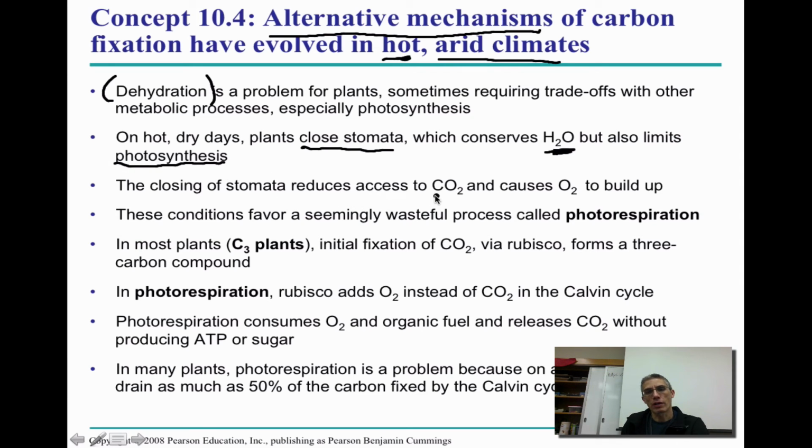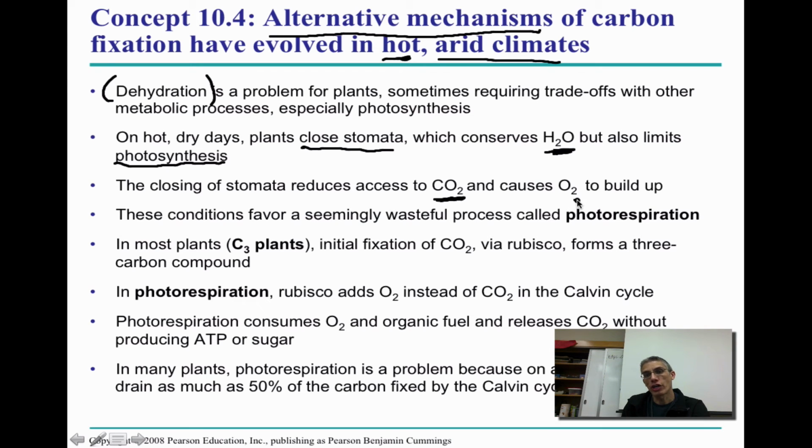So the closing of the stomata is going to reduce access to CO2, because remember that CO2 can no longer get into the plant through those stomata from the environment. The other thing that's going to happen is it's going to cause a buildup of O2 within the plant as well, because CO2 and O2 are passing back and forth through those stomata. So these conditions are going to favor something called photorespiration. And we categorize plants into 3 categories. The first category is C3 plants, and those are the ones that we've been talking about up to this point. So those are the most common group of plants.